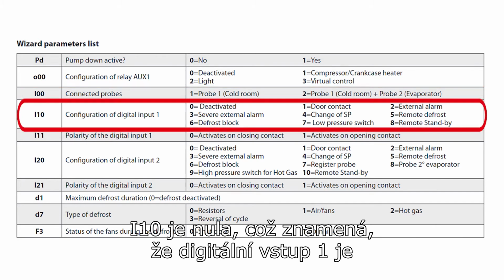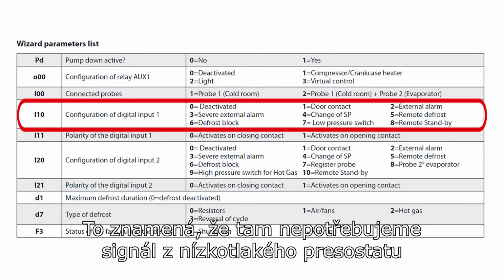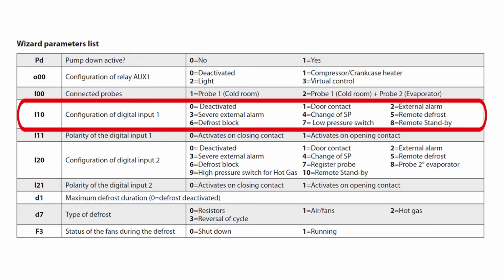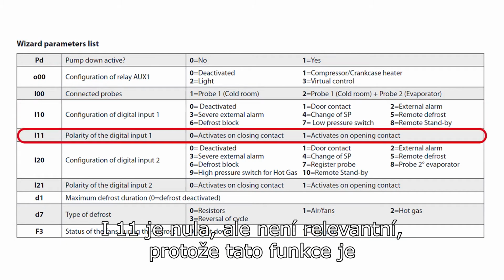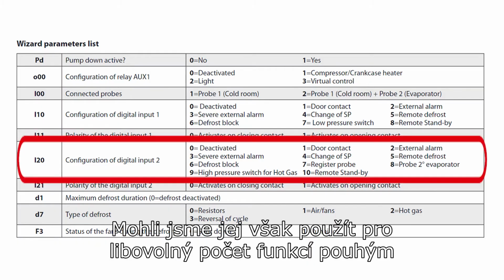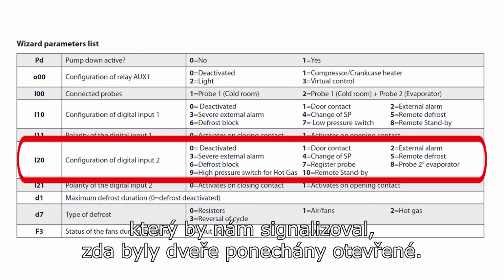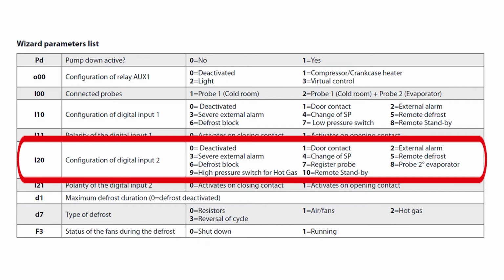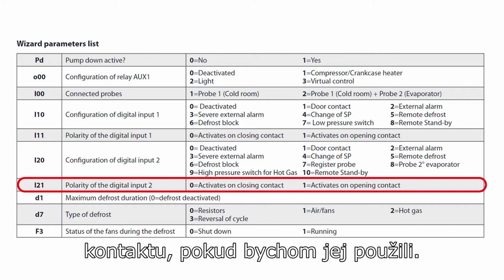I10 is 0, which means that digital input 1 is deactivated as noted in PD. This means that we do not need to have a low pressure control signal there because once again, the controller is not controlling the compressor. I11 is 0, but is not relevant as this function is deactivated. And I20 is deactivated, but we could have used it for any number of functions just by selecting the desired parameters, such as 1 for door contact, which would have told us if the door was left open, for example. I21 is whether the signal activated on an opening or closing contact if we were to use it.